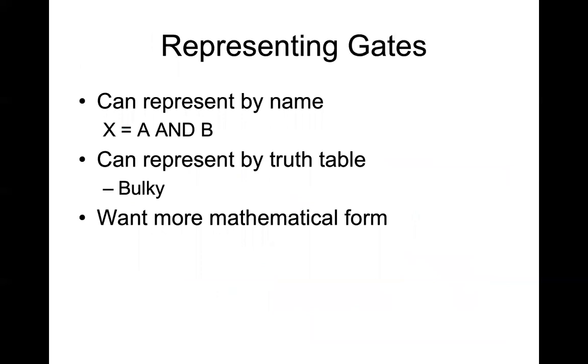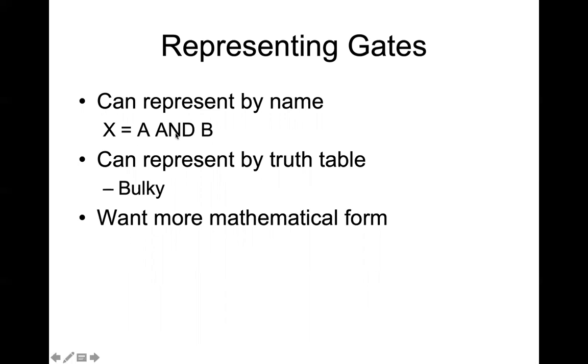Okay, so let's talk about representing gates really briefly. One way we can refer to a gate is by its name. So we can say X equals A and B. And what you would do if I told you that is you would go and remember the truth table that I showed you for the AND gate, or you'd either look it up or write it down yourself. And now you know what this circuit does.